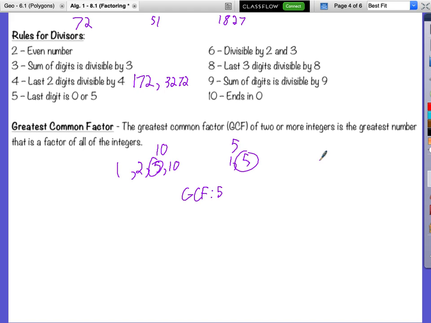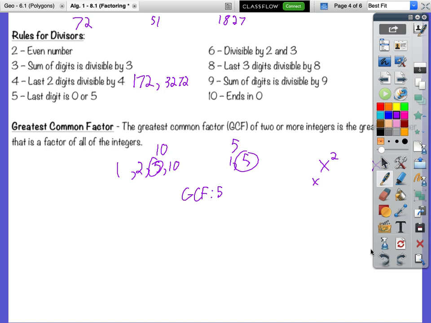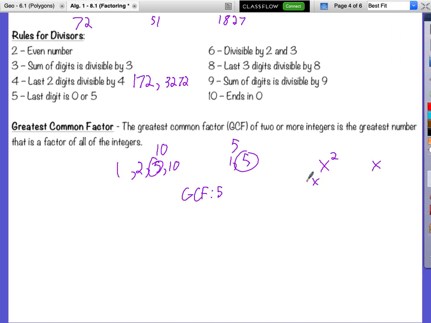So what's the greatest common factor between x squared and x? X squared is x times x, and this is just x times 1. Some factors of this would be x times x, and then 1 times x squared. Whereas this would just be 1 times x. So the greatest common factor here would be x. X times 1 would be x. X times x is x squared. 1 times x squared is x squared.